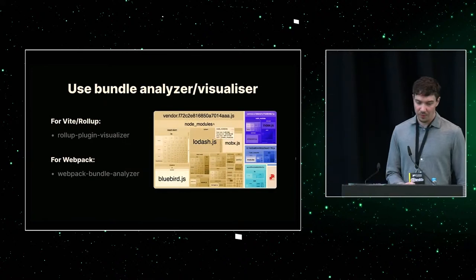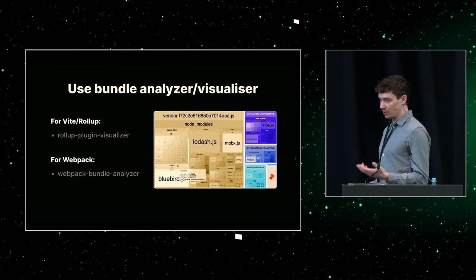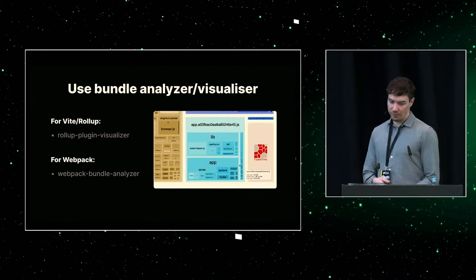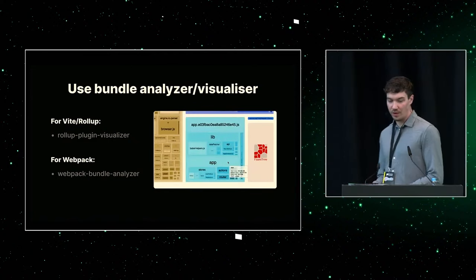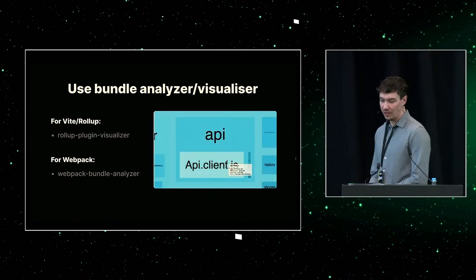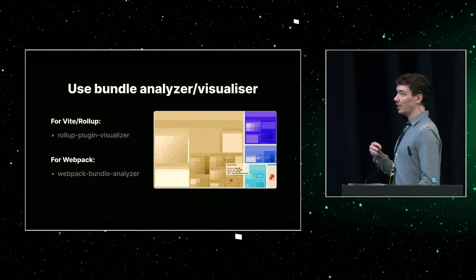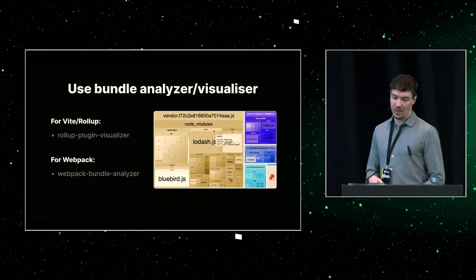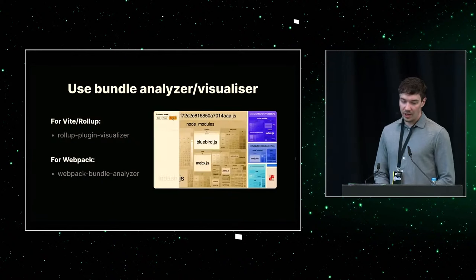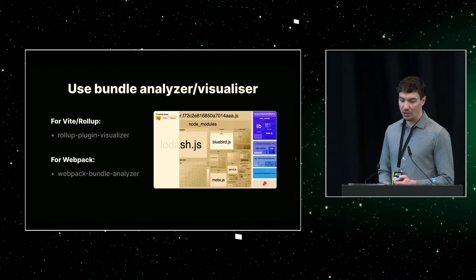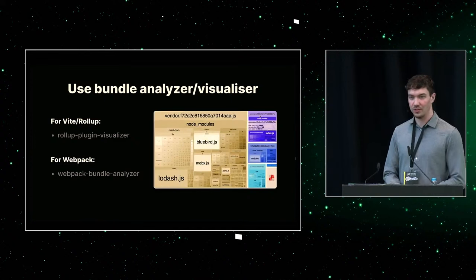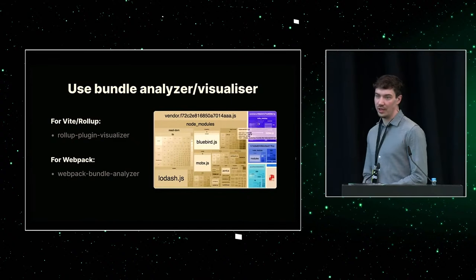Another thing to analyze your web application is to use a bundle analyzer or visualizer. For Vite and Rollup, you have rollup-plugin-visualizer, and for webpack, you have webpack-bundle-analyzer. What this does is generate, at build time, an HTML index file where you can search through a tree of what kind of modules you have imported in your bundle. It's a very nice way to detect whether certain things are tree shaken or not.